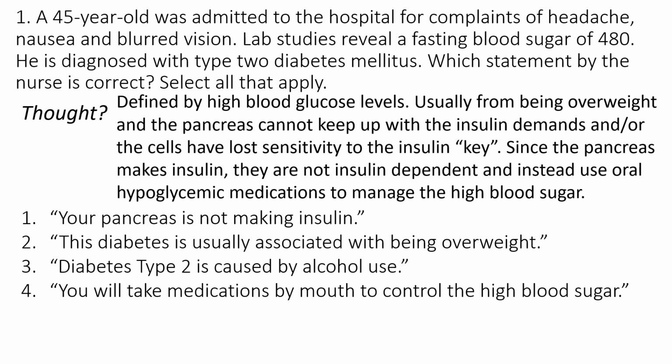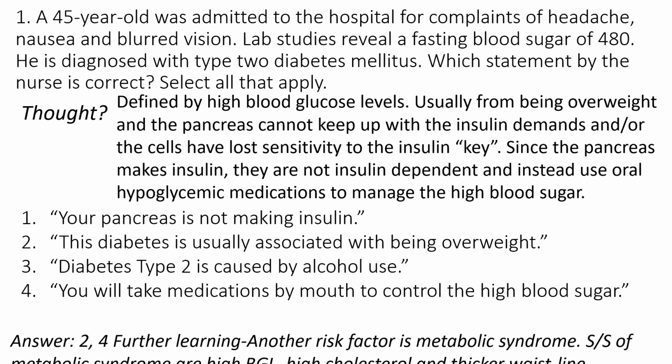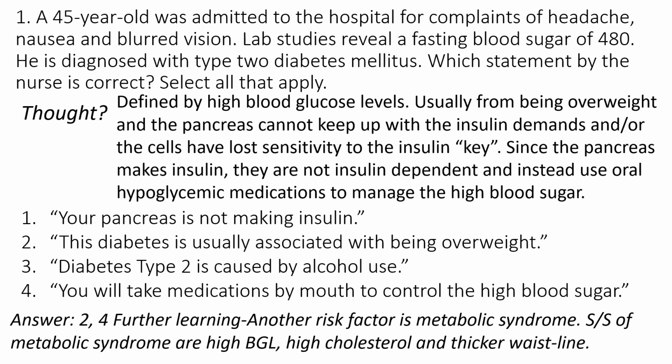So if we went through this, number 1 is false because we do know the pancreas is making some insulin, just maybe not enough. Number 2 is true. It is associated with being overweight and having a lot of sugar in the bloodstream. Number 3 is false. There's nothing about alcohol use in type 2. And number 4 is true. They're not insulin dependent. They will be taking the PO medications, which affect blood sugar in many different ways, which we'll talk about later.